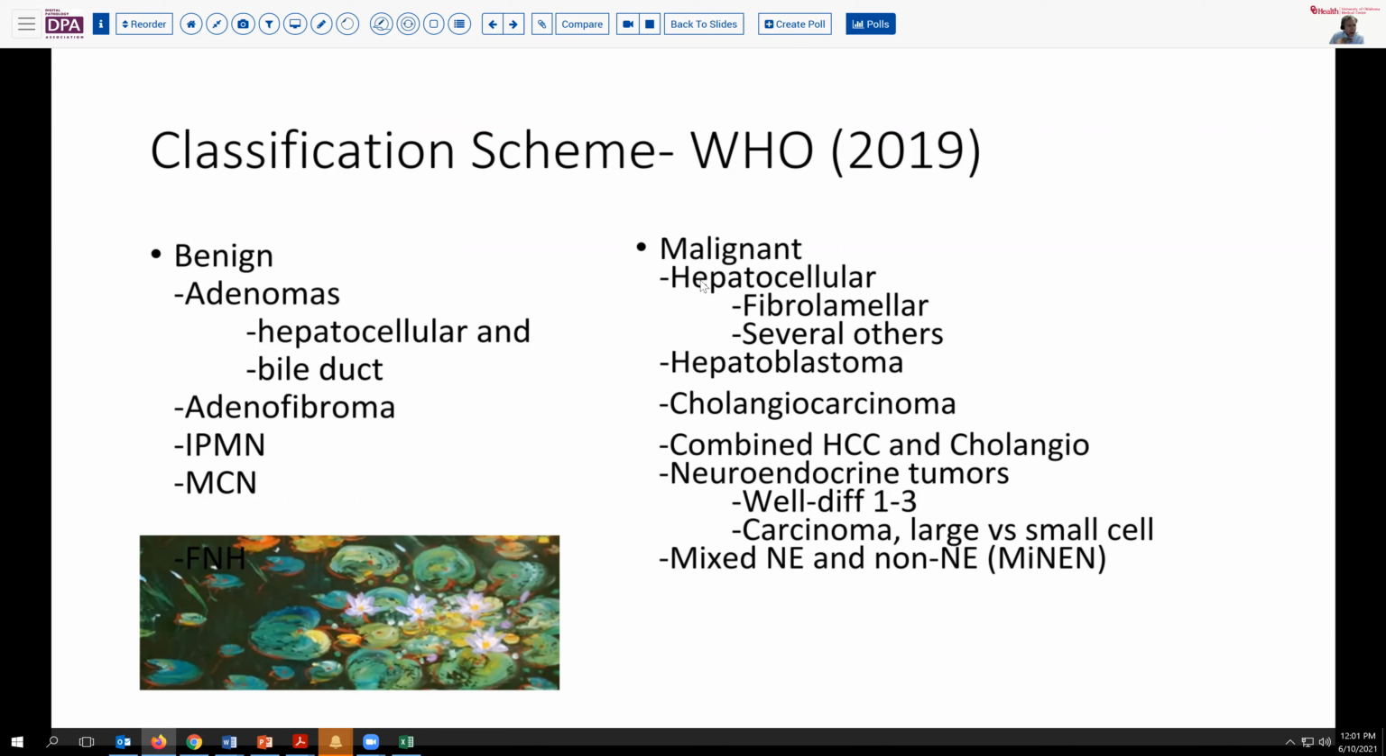On the malignant side, of course, we have hepatocellular carcinoma as the most frequently encountered lesion. But fortunately for us, this has a number of very interesting variants.